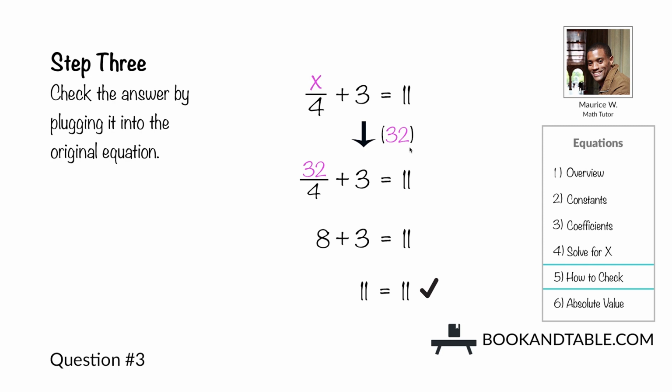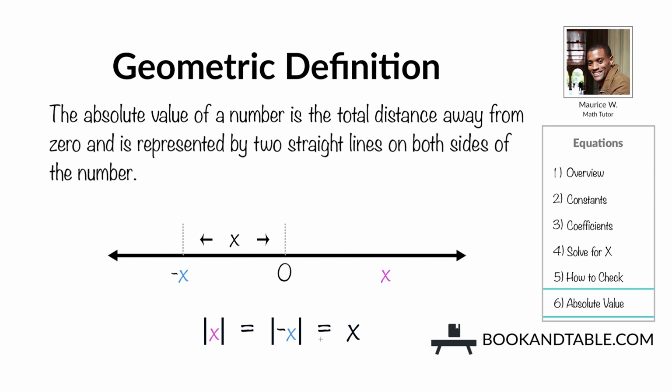Okay? And then the last topic in this chapter, absolute values. We'll first take a look at the geometric definition of the absolute value, which is the distance from 0 on the number line that the term, number, or variable is, that is inside the absolute value sign. So the absolute value of a number is the total distance away from the 0 that the number is, and is represented by two straight lines on both sides of the number.